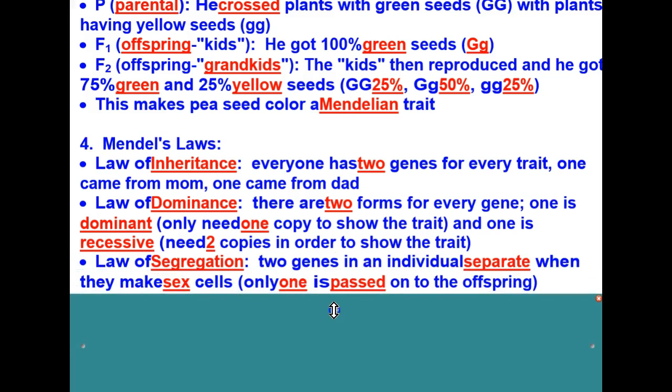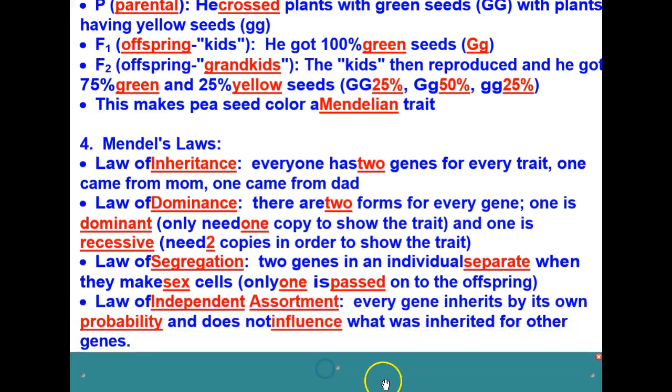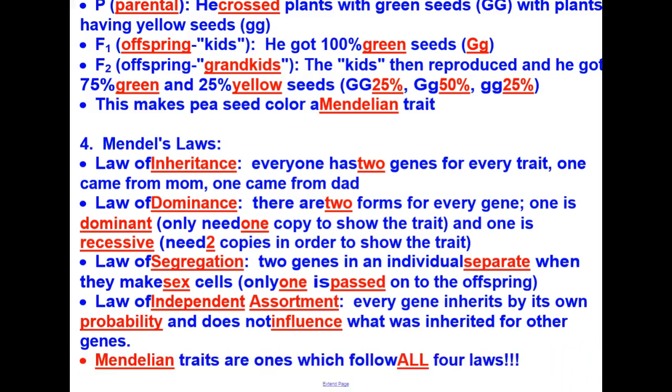The next law is the law of segregation. The law of segregation says 2 genes in an individual separate when they make sex cells. Only one is passed on to the offspring. And his 4th law is the law of independent assortment. Every gene inherits by its own probability and does not influence what was inherited for other genes. So it's a random selection. Mendelian traits are ones which follow all 4 laws.